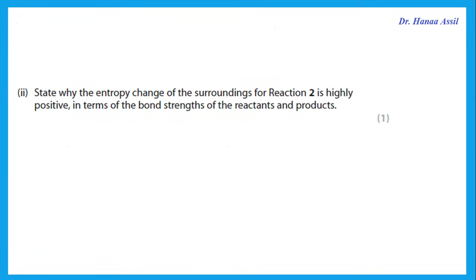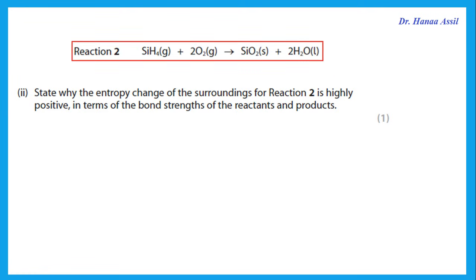State why the entropy change of the surroundings for the reaction is highly positive in terms of the bond strengths of the reactants and products. So if we say that the delta S of the surroundings is positive, then that means that the OH bonds that are being formed are stronger than the silane bonds that are being broken.